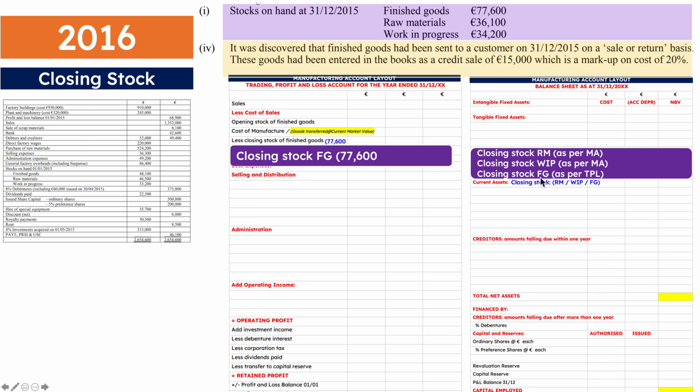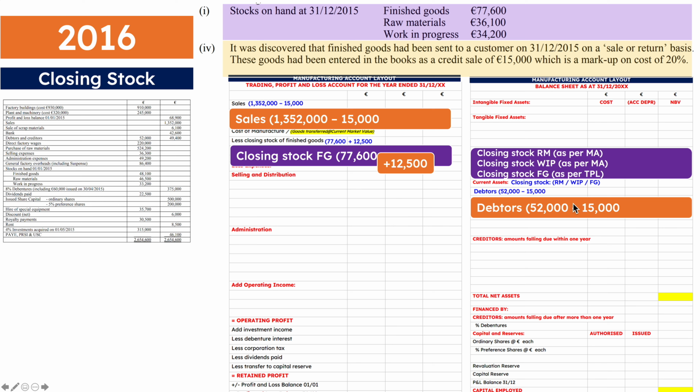Number 4 then, it was discovered that finished goods had been sent to a customer on 31st of 12th, 2015 on a sale or return basis. These goods have been entered in the books as a credit sale of 15,000, which is a markup on cost of 20%. So sale or return to a customer, that needs to be unwound because they were entered in the books as credit sale incorrectly by the bookkeeper. So we need to rewind that credit sale. So we will add the cost price back to the closing stock of finished goods, and we will subtract the selling price from sales and from debtors.